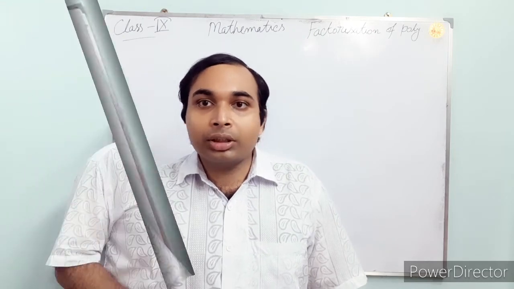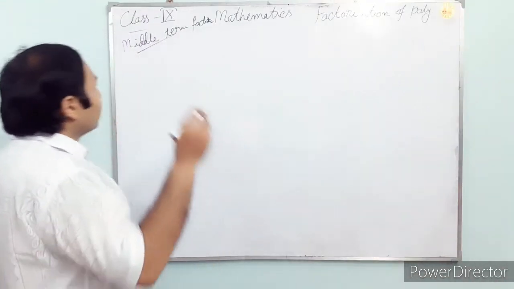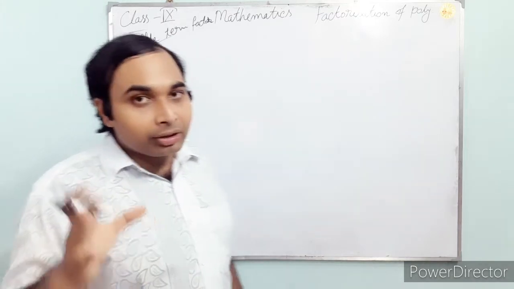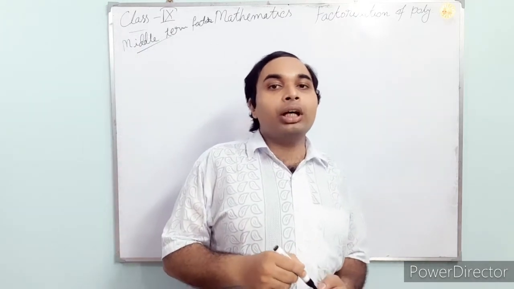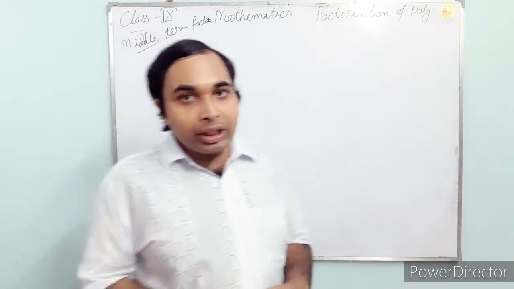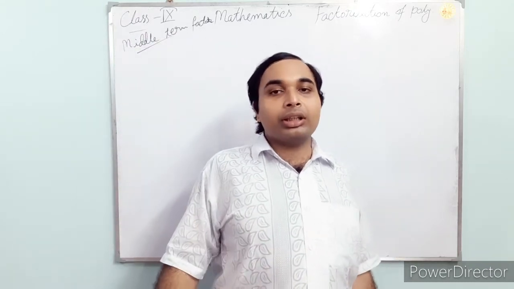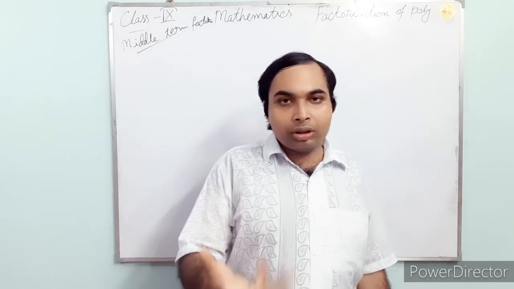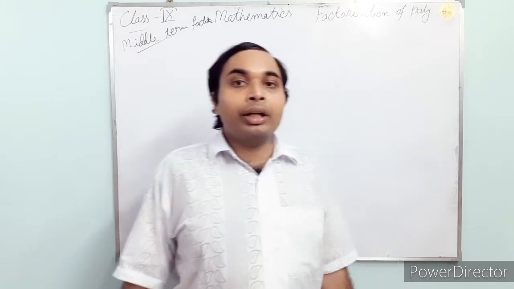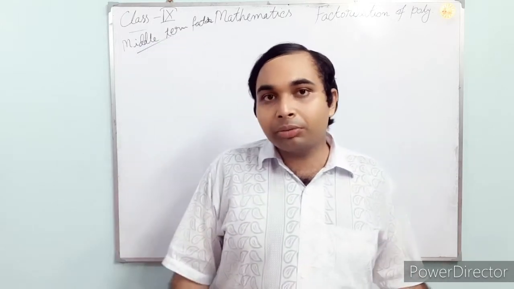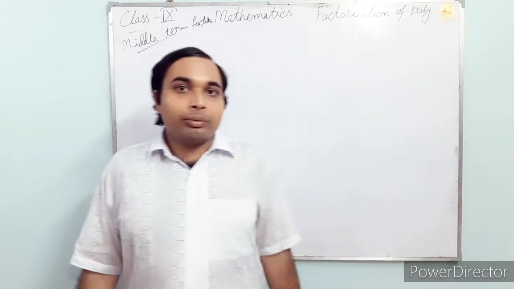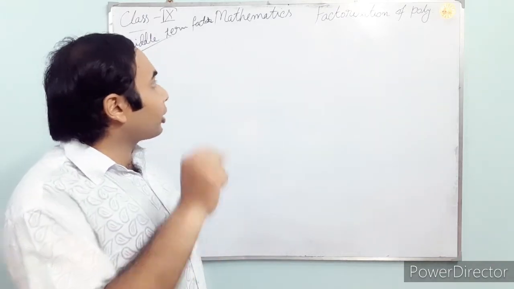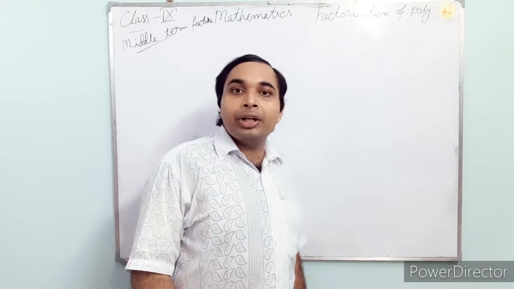So let us start. Actually, two types of factorization are there: middle term factorization and the vanishing factorization. You will see in your book lots of types are there, that is application of the formulae of x square minus y square, or you can say a square minus b square, and then a cube plus b cube, a cube minus b cube. But mainly we will do here the factorization of quadratic trinomials.